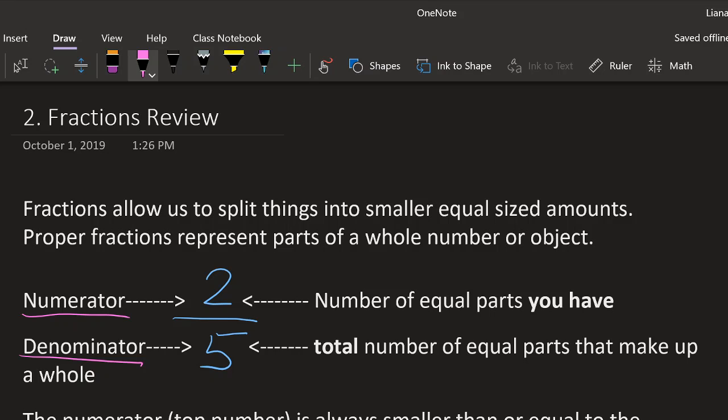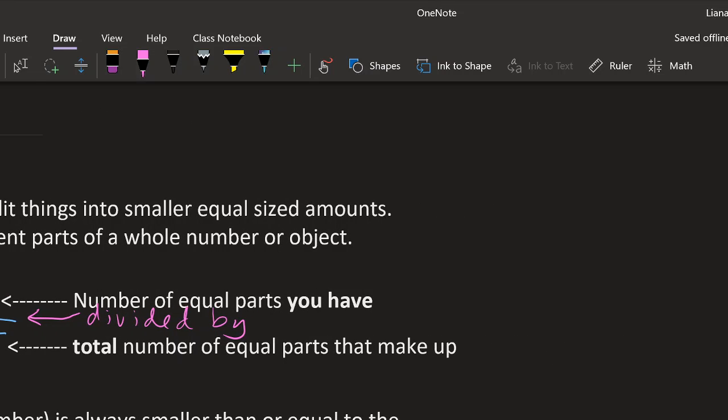But another thing I want to point out to you guys is that this line here, the line that separates our numerator and our denominator, all that line means is divided by, okay? So this fraction looks like 2 over 5, or 2/5, but all it really means is 2 divided by 5, okay?